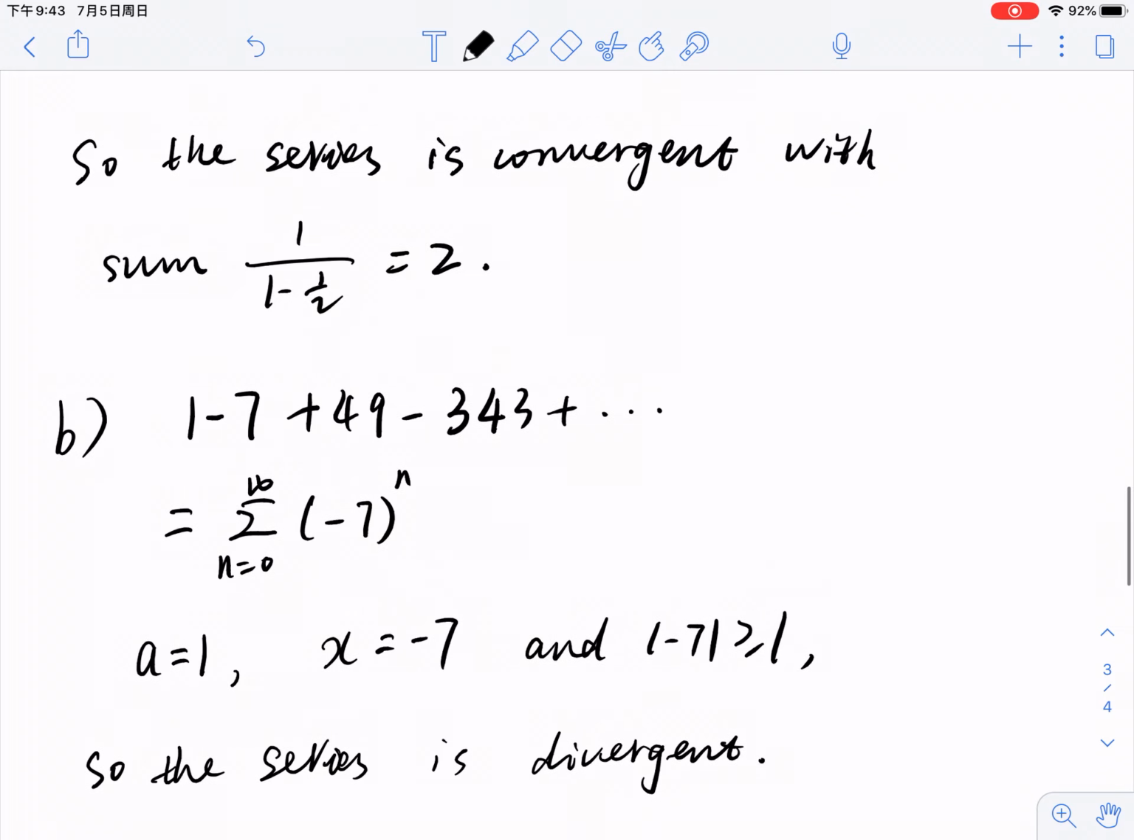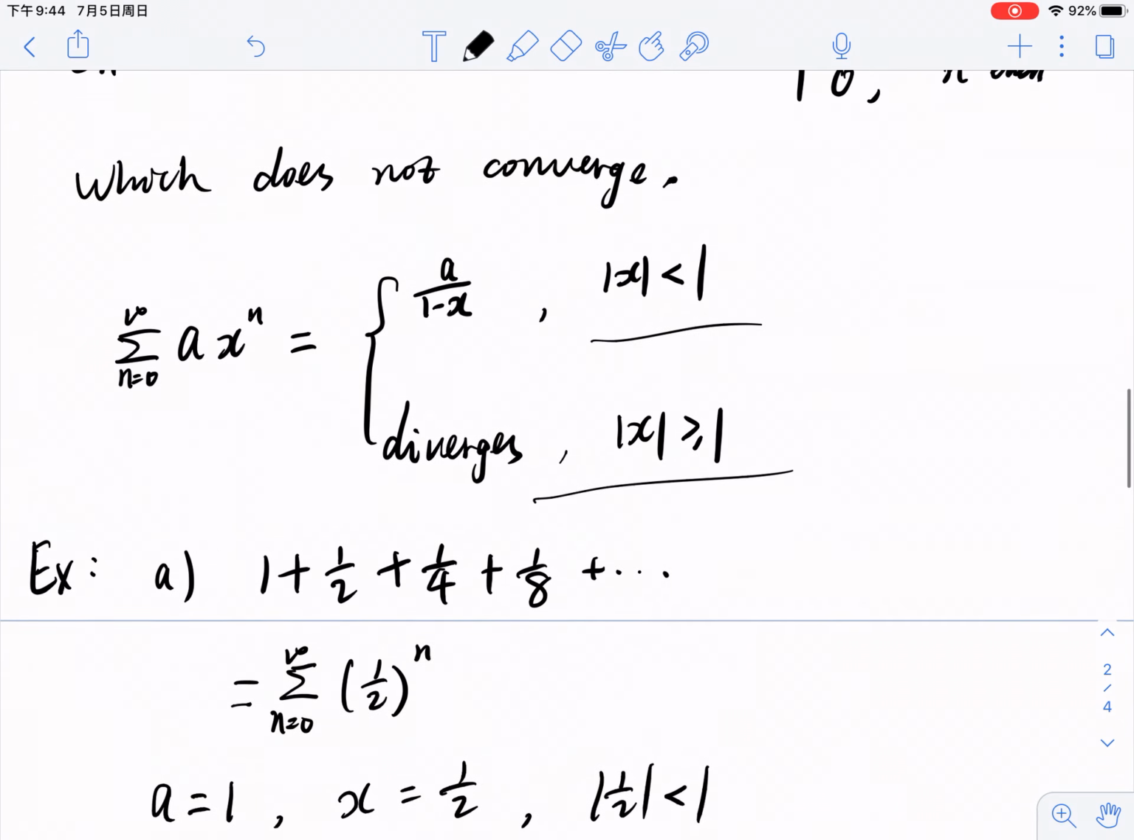So the infinite geometric series converges when the absolute value of x is less than 1, and its sum is a over 1 minus x. If the absolute value of x is greater than or equal to 1, then the infinite geometric series diverges.